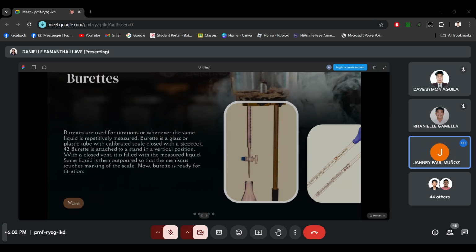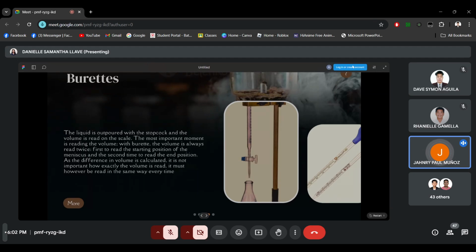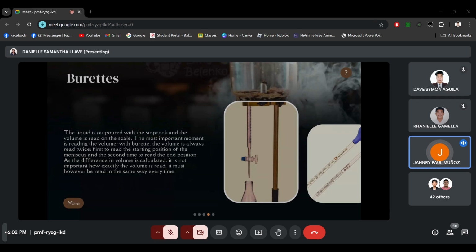Next slide, please. The liquid is poured out with the stopcock and the volume is read on the scale. The most important moment is reading the volume with the burette. The volume is always read twice, first to read the starting position of the meniscus and a second time to read the end position. As the difference in volume is calculated, it is not important how exactly the volume is read. It must, however, be read in the same way every time.